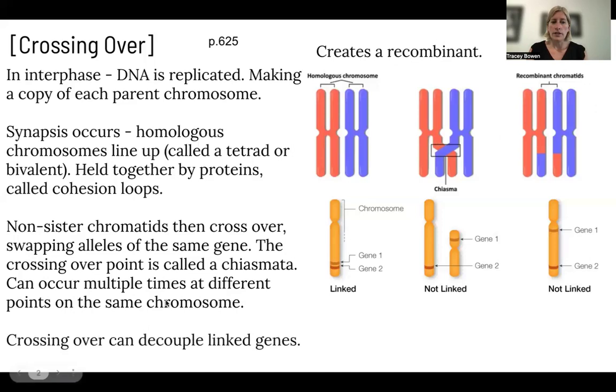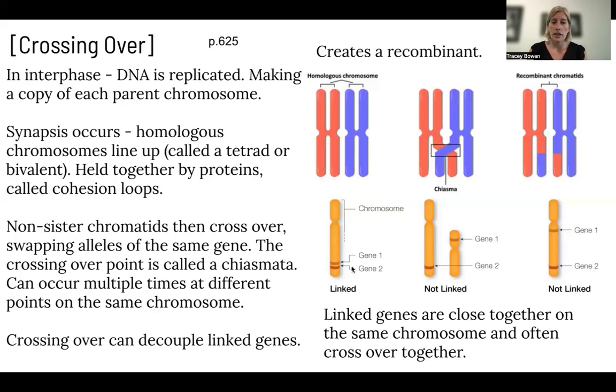So crossing over can decouple linked genes. What that means is, firstly, we need to know what a linked gene is. They're close together on the same chromosome, and they often cross over together. So if they're on chromosome 1, like this one, these are linked, they're close to each other. An example of linked genes would be red hair and freckles. Typically, people with red hair have freckles, and that's because linked genes cross over together. But then we could have non-linked genes. That would be if it's on chromosome 1 and a different gene on chromosome 2, those would not be linked. Or if they're really far apart on the same chromosome.